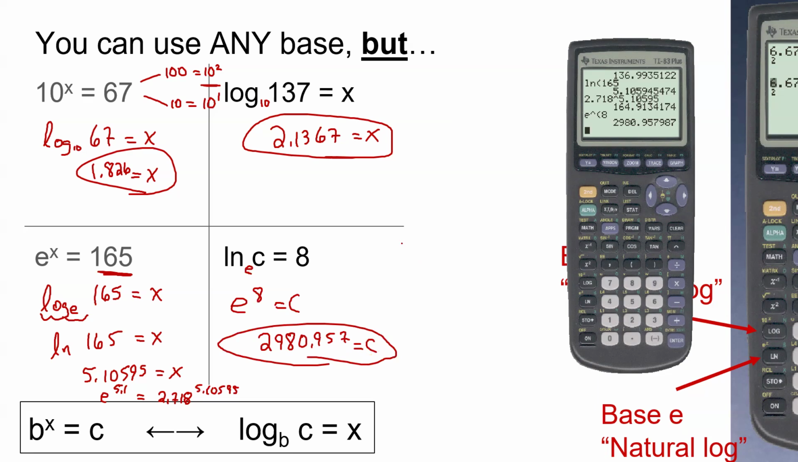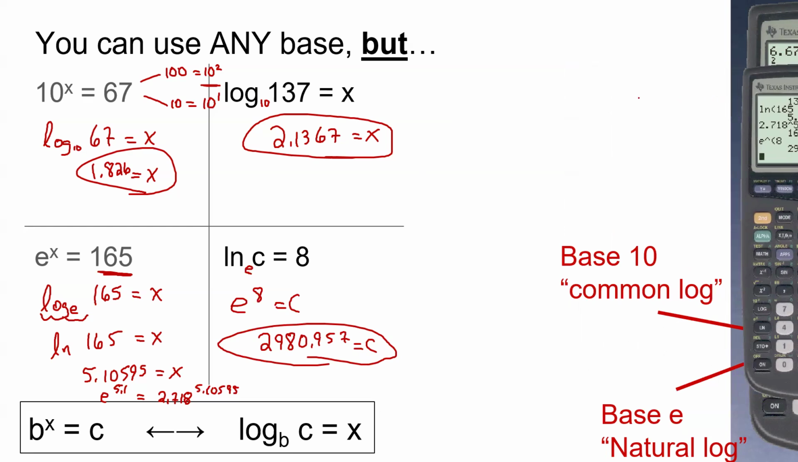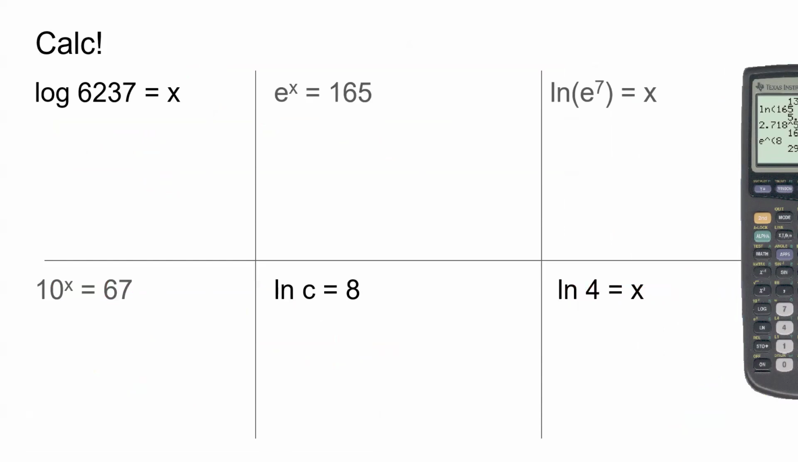So those aren't too bad once you get the hang of where everything's got to go. Base 10, we like. Base e, we like. Everything else, we've got to do something different. I'm going to show you that another day. But here is the final little screen on this thing. Let's rip through these real quick.